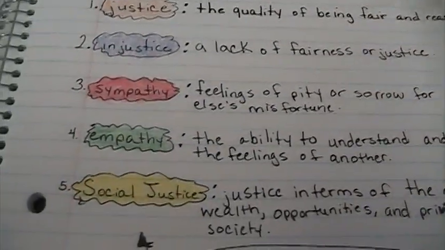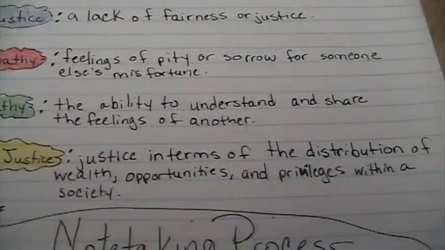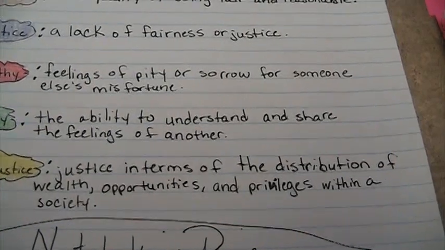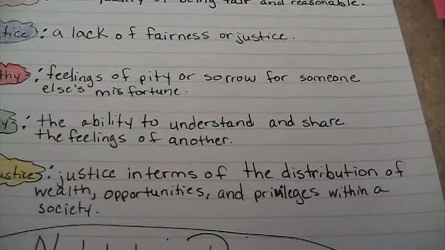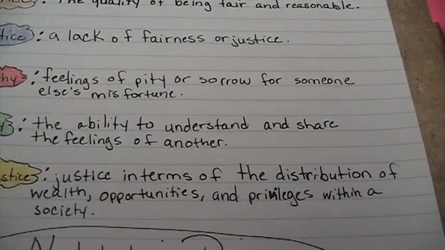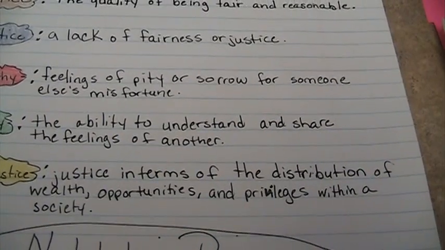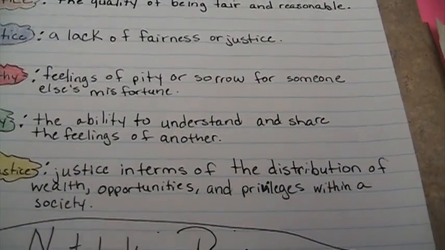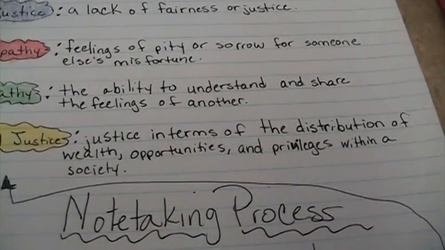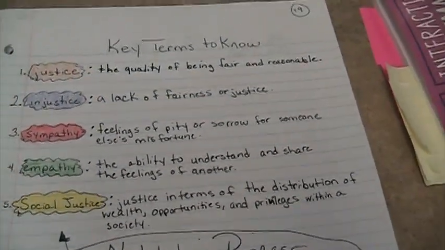And the last one is social justice. This is justice in terms of the distribution of wealth, opportunities, and privileges within a society. Okay, go ahead, pause, write that last one down, and let's talk about these definitions for a minute.